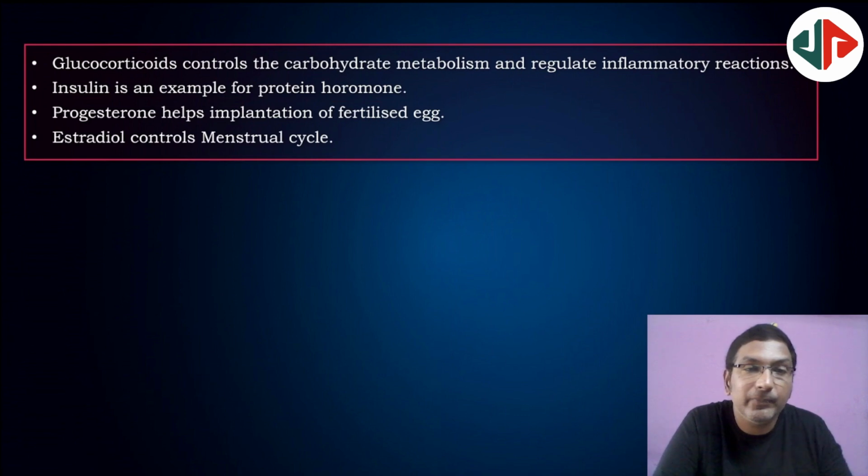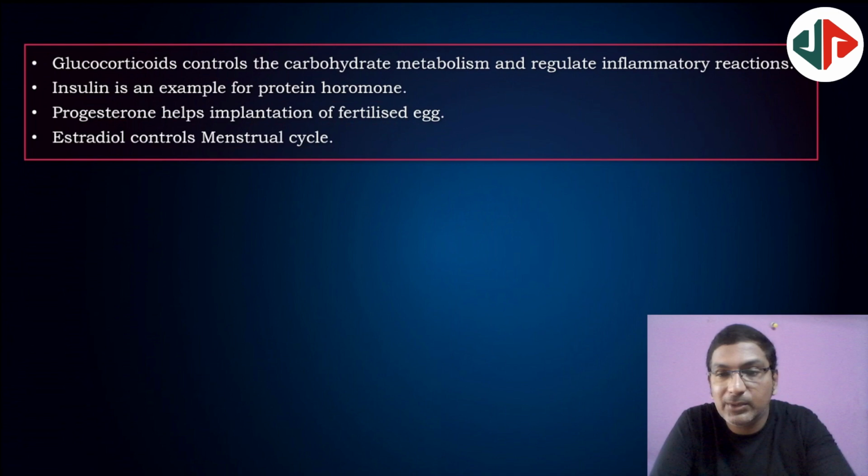Protein. Next, progesterone helps implantation of fertilized egg. Next, estradiol controls menstrual cycle. So these are the main points of biomolecules. Next, we will discuss worksheet questions.